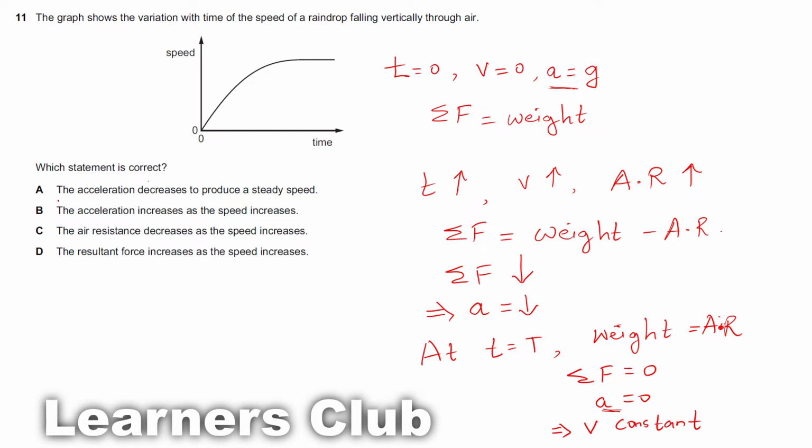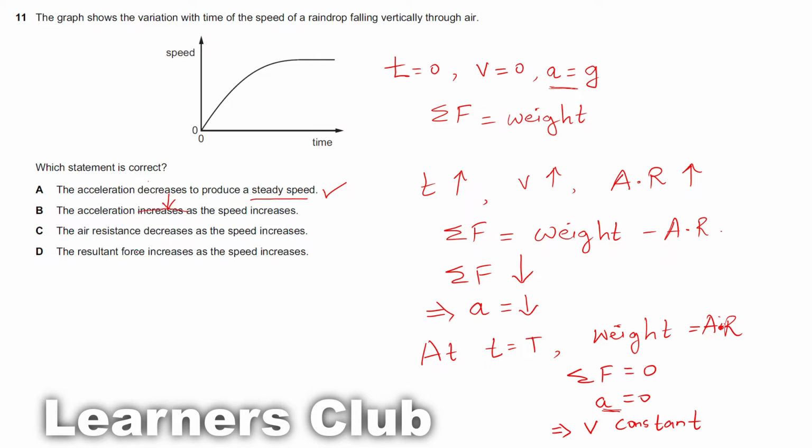Option A, the acceleration decreases to produce a steady speed. So the steady speed is what I told as terminal velocity. So this statement is correct. But let's go and check the remaining options. The acceleration increases as the speed increases. No, as you know, the acceleration is actually decreasing.